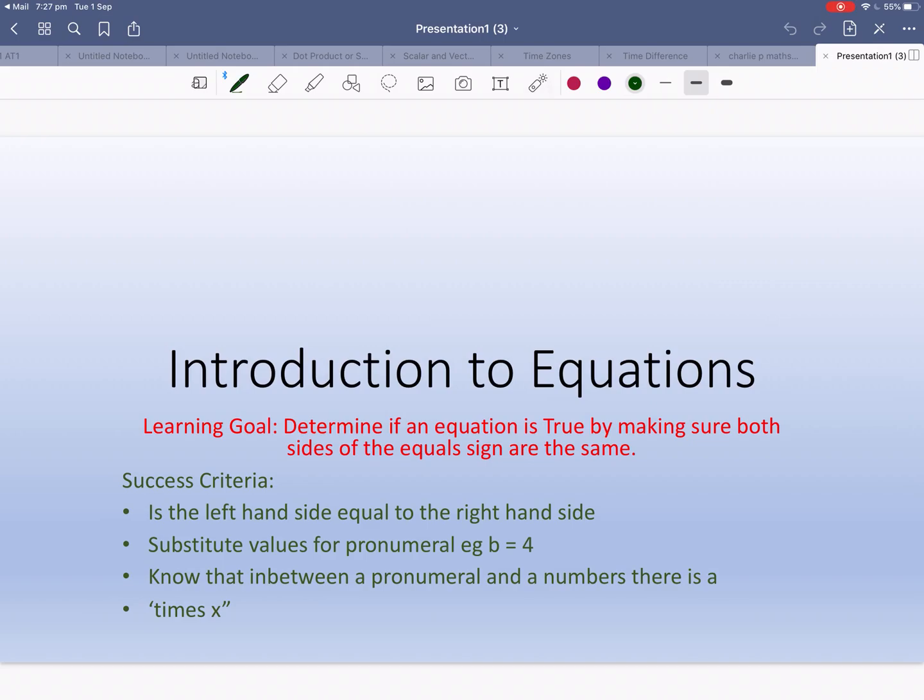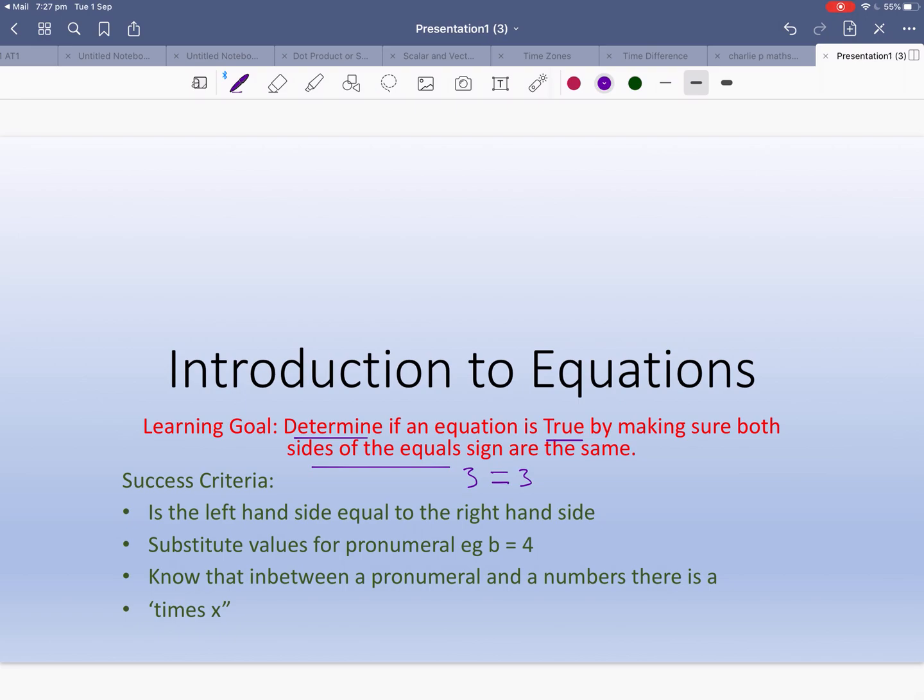In this lesson we're going to introduce equations. It's going to be pretty straightforward for some of you. All we're going to do is determine if the equation is true by making sure that both sides of the equal sign are the same. That's the equal sign, so 3 equals 3.